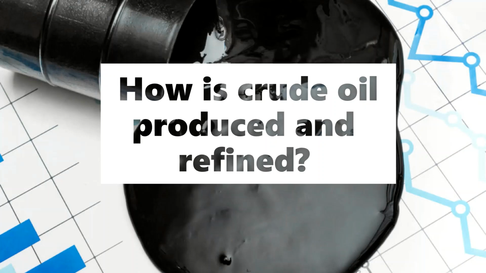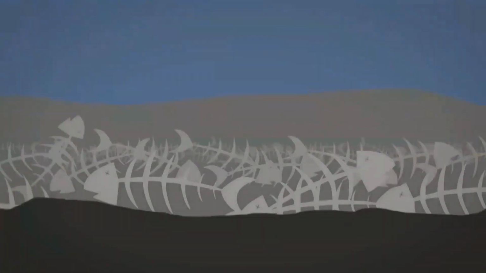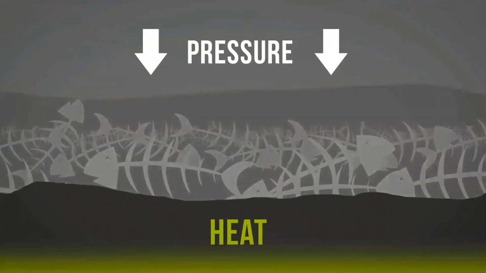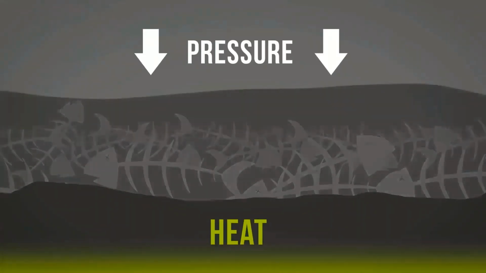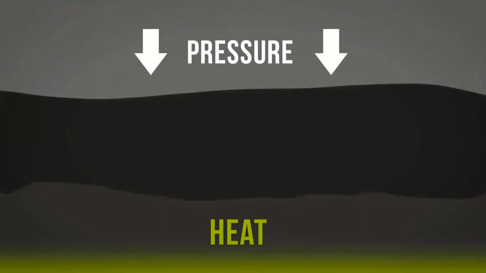How is crude oil produced and refined? The oil deposits we currently use were formed millions of years ago when dead marine organisms sunk to the bottom of the ocean. They were then suppressed under sedimentary rocks for an extended period of time. After the influence of vast amounts of pressure and heat, the said organisms were transformed into the substance we now call crude oil. For this reason, we refer to crude oil as a fossil fuel.